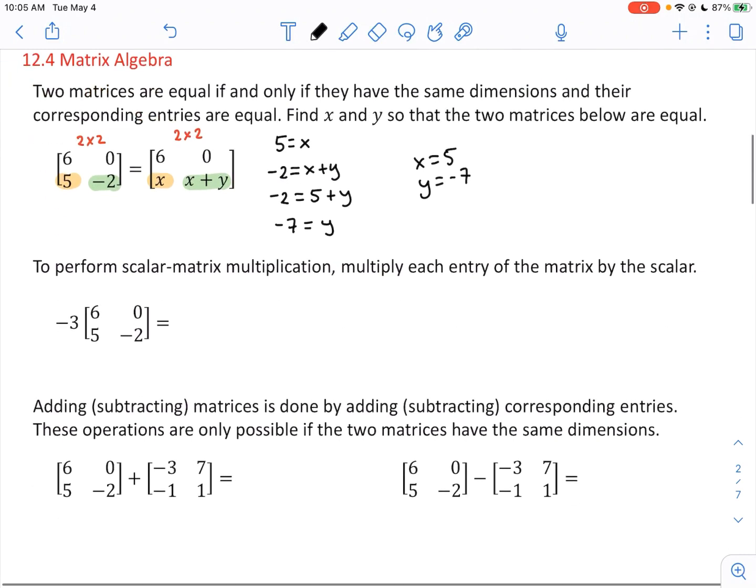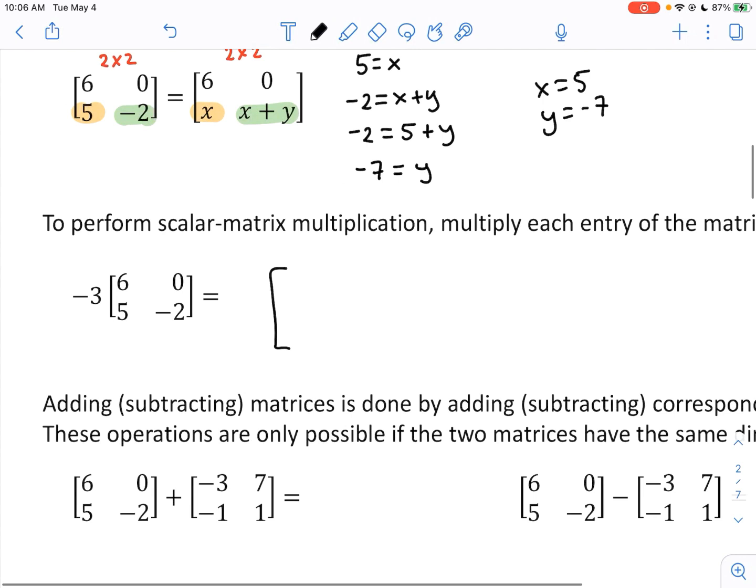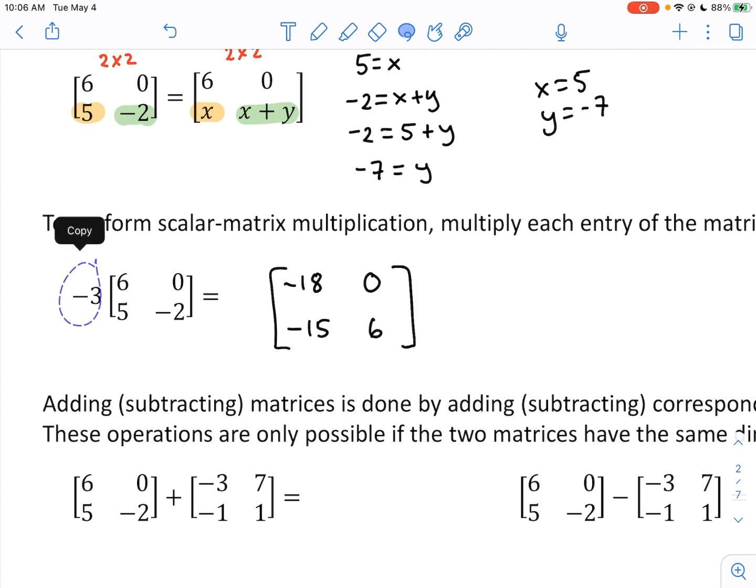Now to perform scalar matrix multiplication, so multiplying a matrix by a scalar, multiply each entry of the matrix by the scalar. So here we have a scalar -3 times a 2 by 2 matrix. And we simply take that -3 and we distribute it to all the terms. So we're going to get a 2 by 2 matrix back. In the 1, 1 position, we get -18. In the 2, 1 position, we get -15. In the 1, 2 position, we get 0. And in the 2, 2 position, we get +6. Now this scalar, this -3, it doesn't matter what side of the matrix it's on.